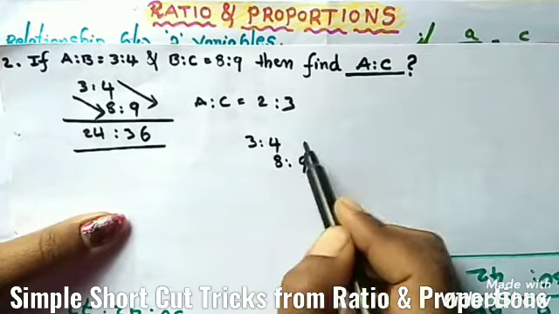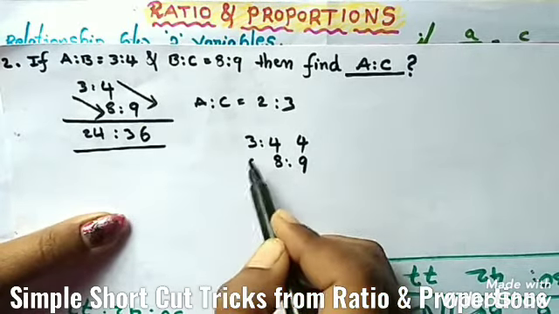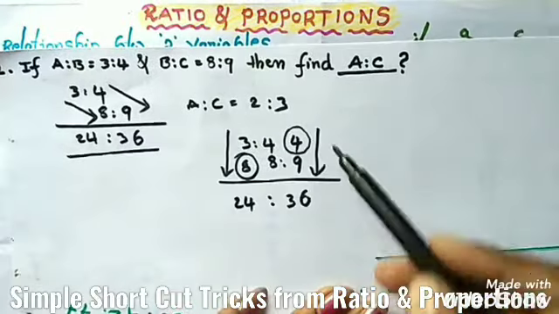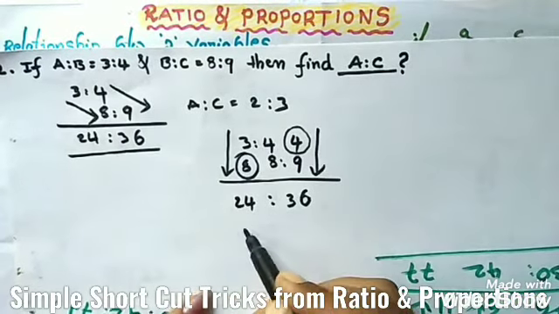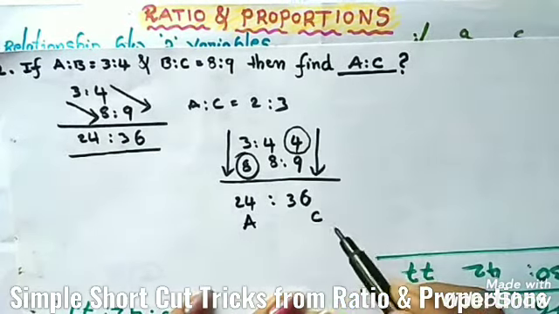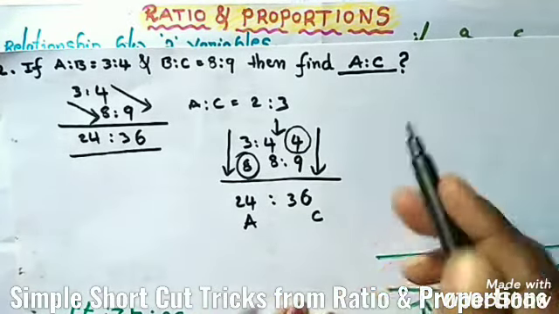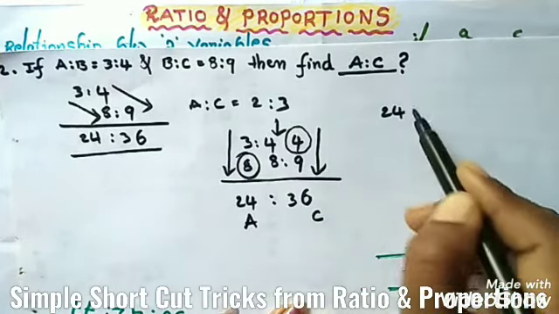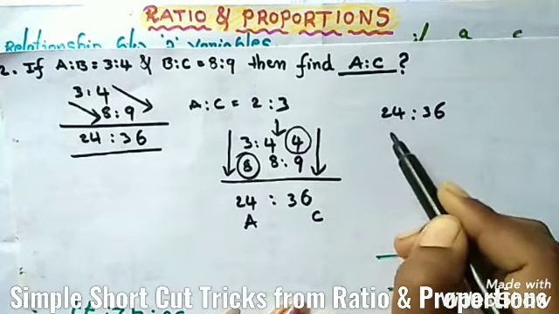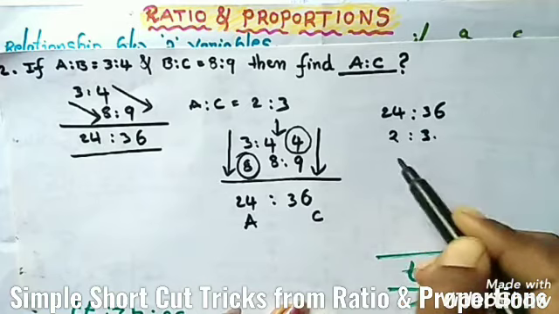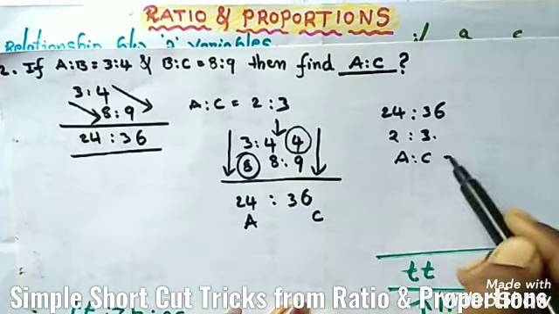Then you should write the same number 4 here, this same number 8 here. 4 is to 9, 36. This is about A and this is about C, because you can ignore B here. Now the answer is 24 is to 36. You can simplify it, 2 is to 3. That is the answer for A is to C.